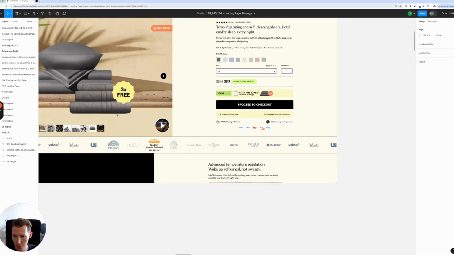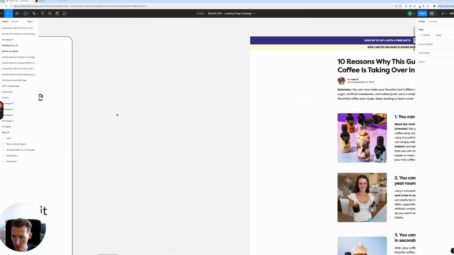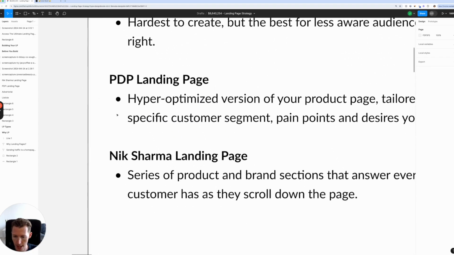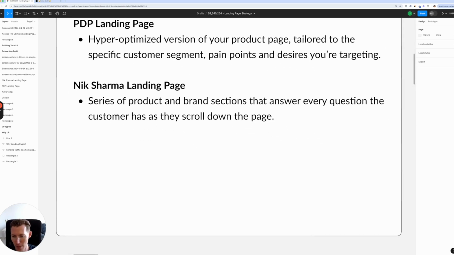So jump back to the Figma here. Let's go through the fourth and final landing page format. So just come back over here. And we have our Nick Sharma landing page. The reason why I call it the Nick Sharma landing page is because Nick Sharma's landing page agency Hooks, they create landing pages and they build them in this format and style that is very, very similar to the ones that they build, right?